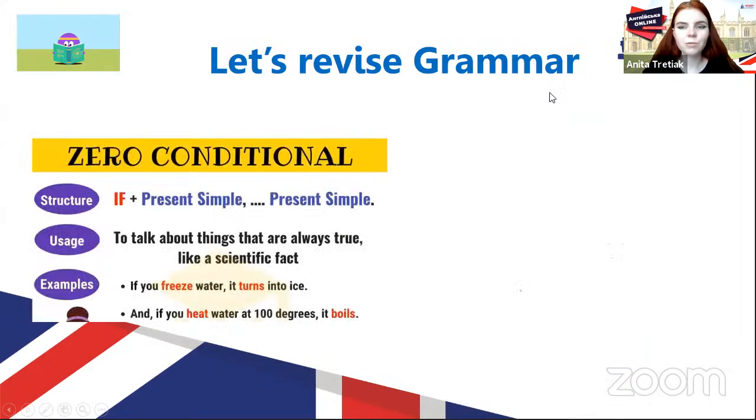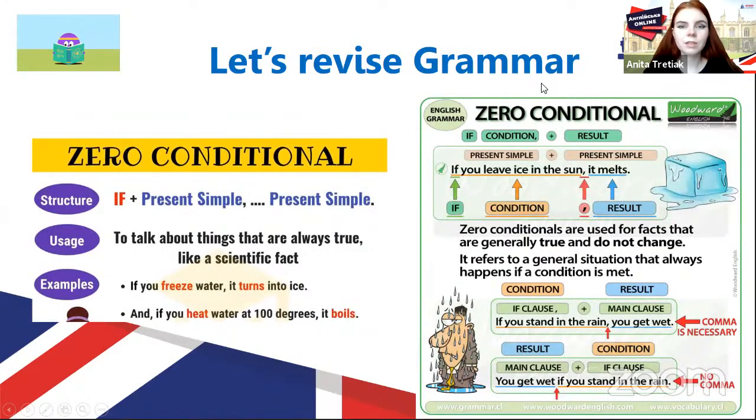So as usual, we're starting with the grammar, and today we're talking about zero conditional. So first of all, let's say what conditional is, because we have four types of conditionals, but today we're discussing only zero conditional. So what does it mean condition? Conditional, this is the sentence that consists of two parts. First, this is the condition, and the next, it's result.